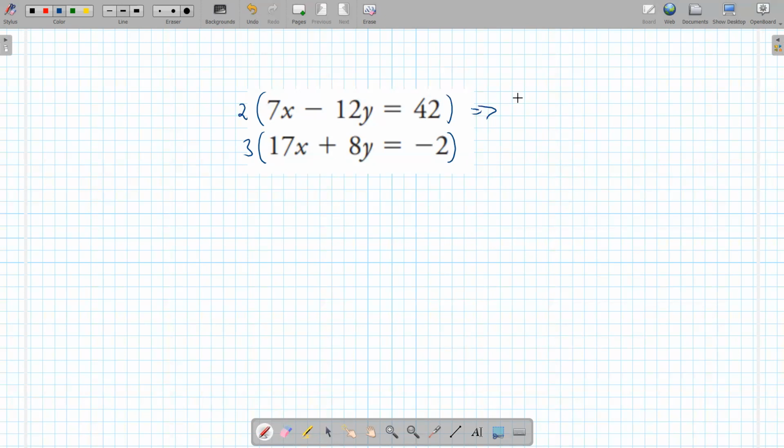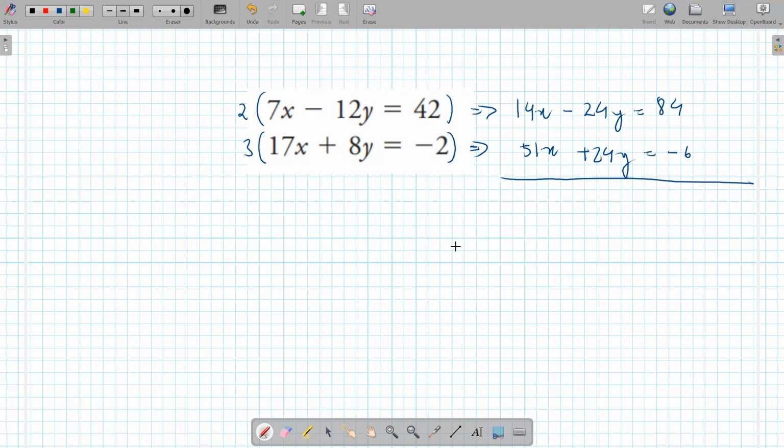So what does this give us? It gives us 14x minus 24y is equal to 84. Okay, so when you multiply by the coefficient, you need to multiply every single term in there by the 2. So the first equation changes into this. Similarly, the second equation changes into 3 times 17 is 51x. 3 times 8 is 24y. And 3 times -2 is -6, like that.